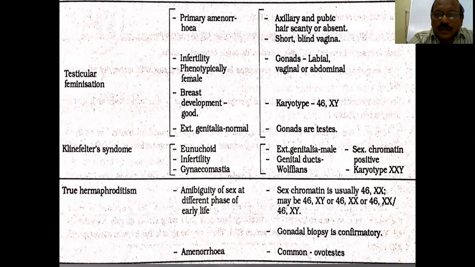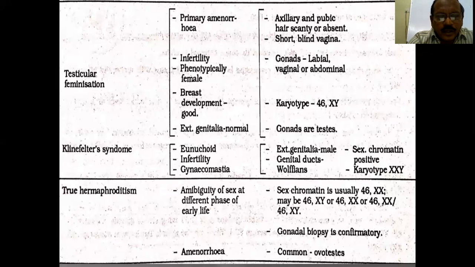Gonads are seen in the labia or in the abdomen. This is testicular feminization, and karyotype will be 46XY. Gonads are testes.